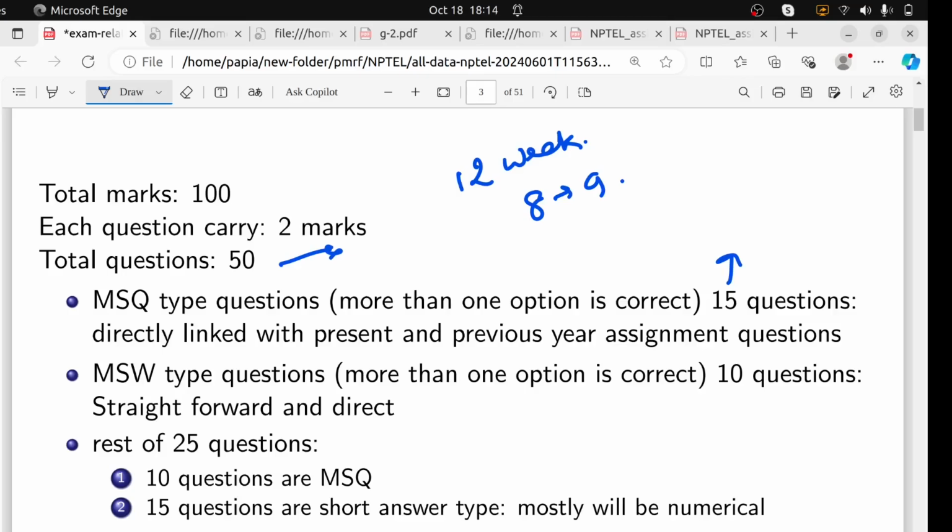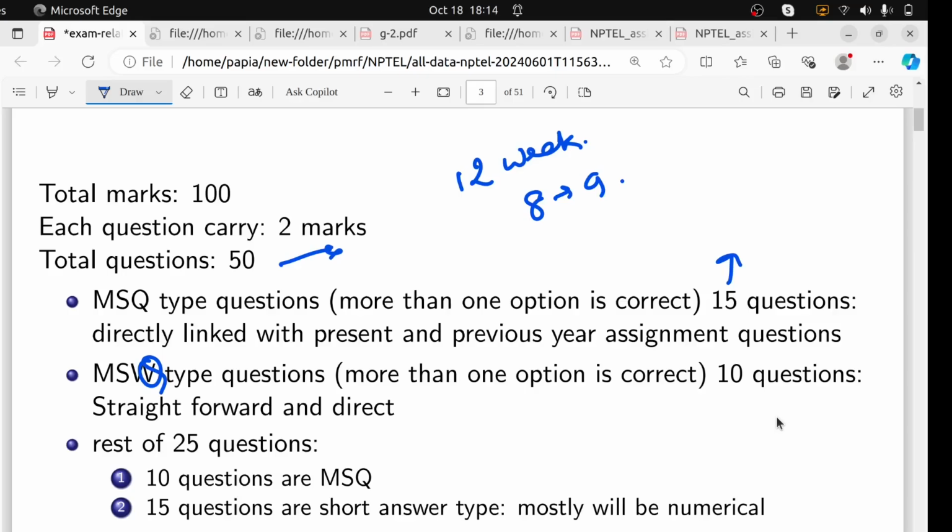Okay, actually this should be Q. Sorry. Again there will be 10 questions. The 15 questions are already done among these 50. Now the next 10 questions will again be MSQ type, where more than one option is correct, and those will be straightforward and direct questions.